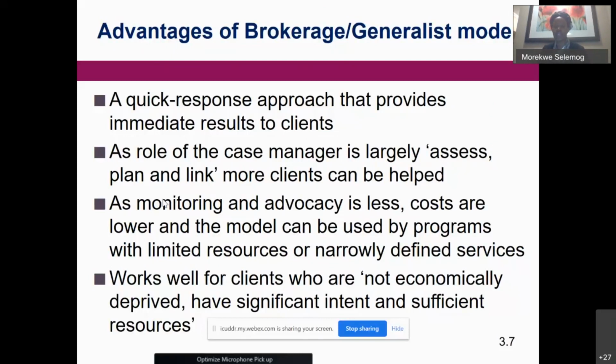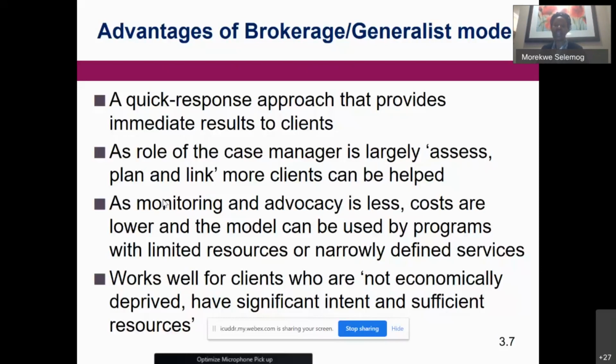It gives you information about the service providers, and then that's it. It's a quick way of helping a client to know where the services are actually provided. The sole role for the case manager in this type of model is actually limited to assessment, planning, and linking.